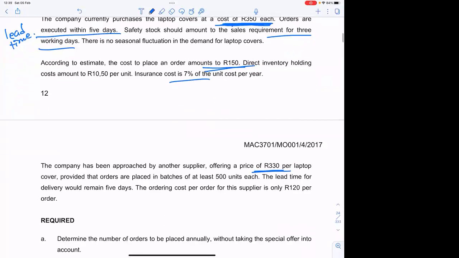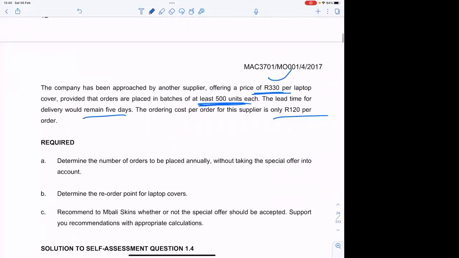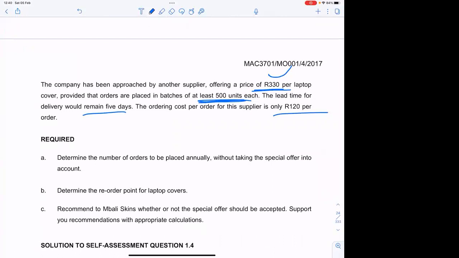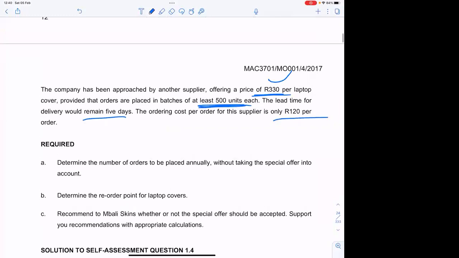This is provided that the orders are placed in batches of at least 500. So the supplier is saying, if you order 500 every time, we will sell at 330. The lead time for the delivery will remain as 5 days. The ordering cost per order for this supplier is 120 per order. Determine the number of orders to be placed annually without taking the special offer into account.